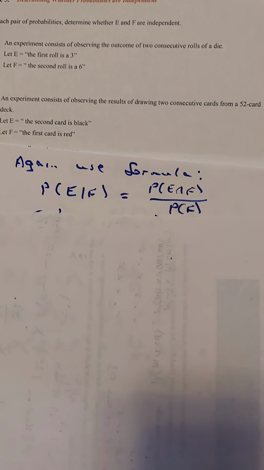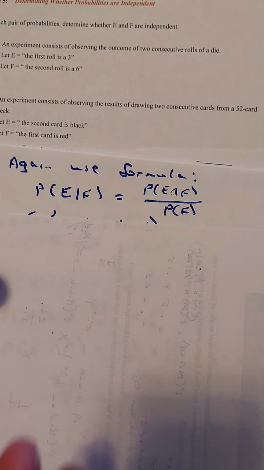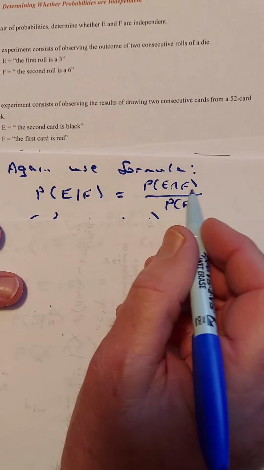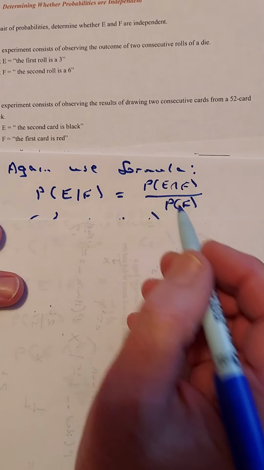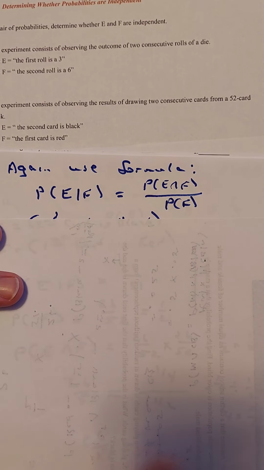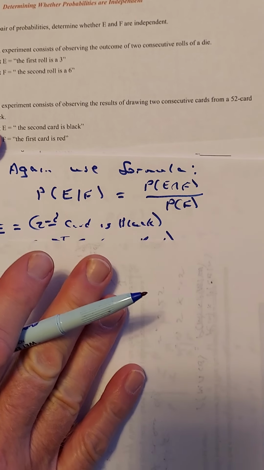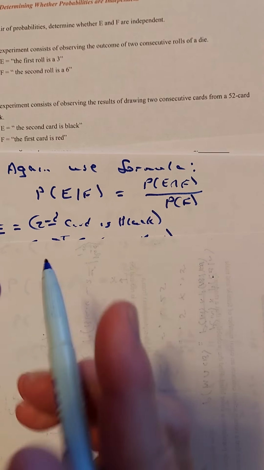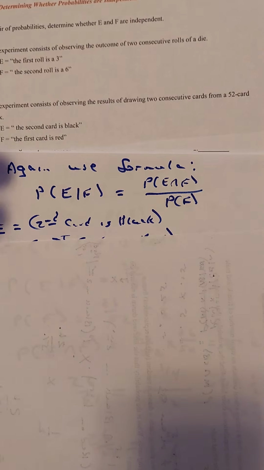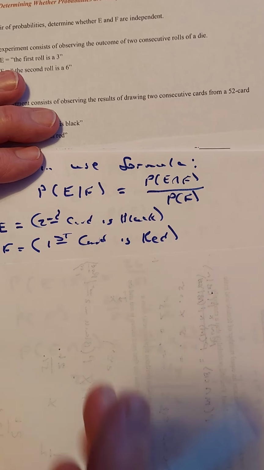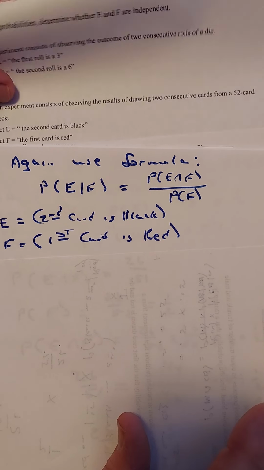So again, we're going to use the same formula. The probability of E given F equals the probability of E and F divided by the probability of F. All we have to do is find each of those. Okay, so E says the second card is black, and F says the first card is red. I just copied those from my sheet over there.